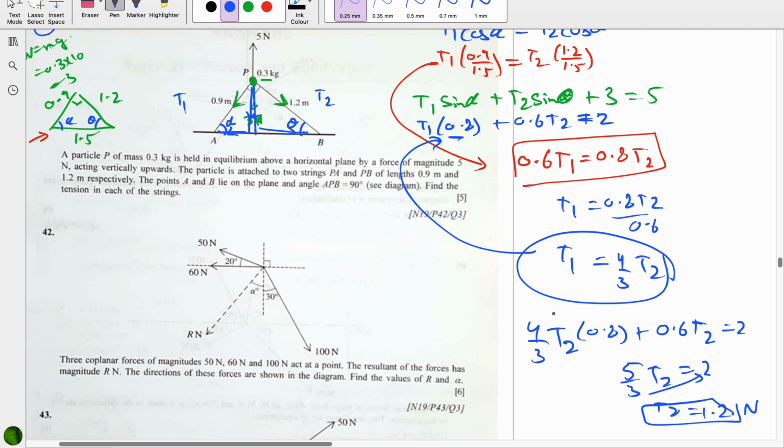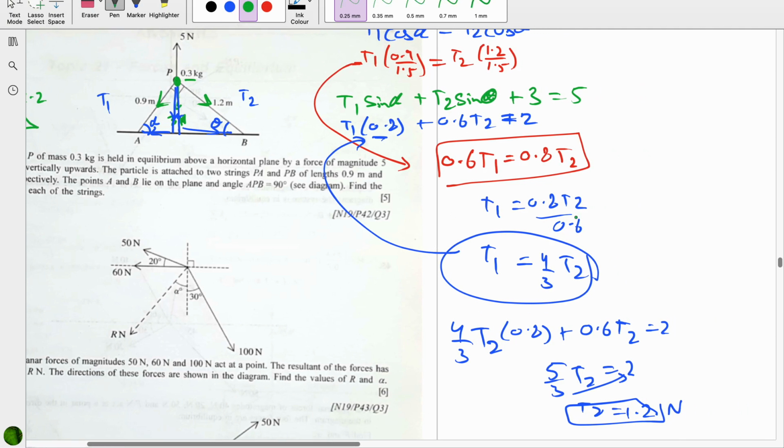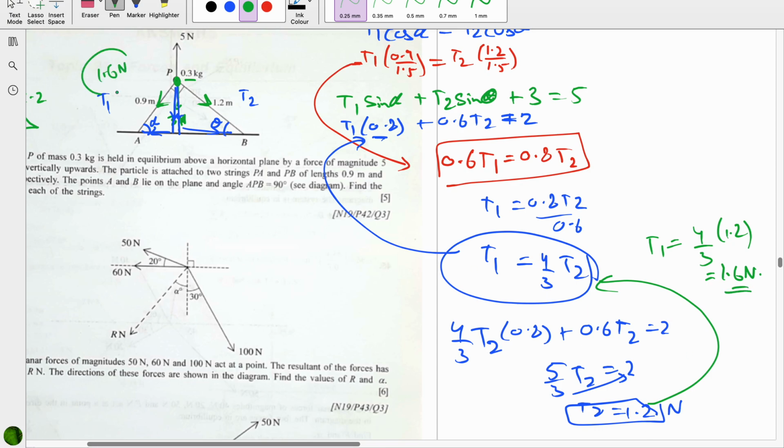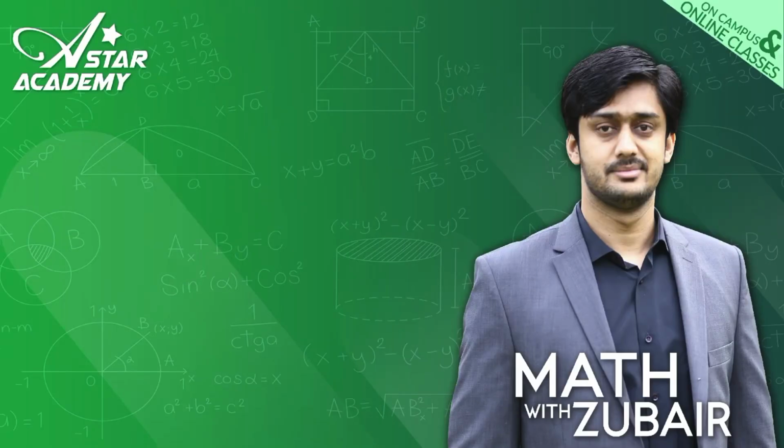That means in PB. On the other side for T1, using the same equation, 4 by 3 T2, substitute in this, which is T1 is equal to 4 by 3 into 1.2. 4 divided by 3 into 1.2 is 1.6 newtons. So this is 1.6 newtons and the other one is 1.2 newtons.